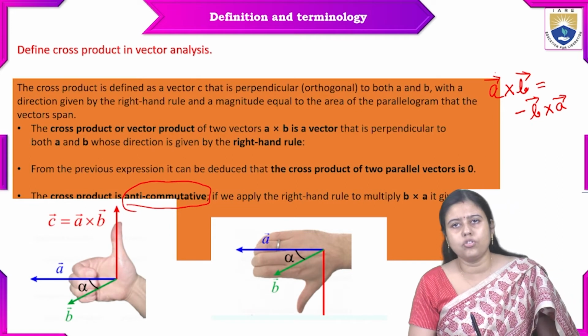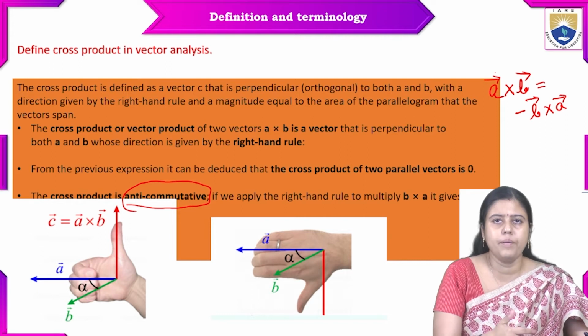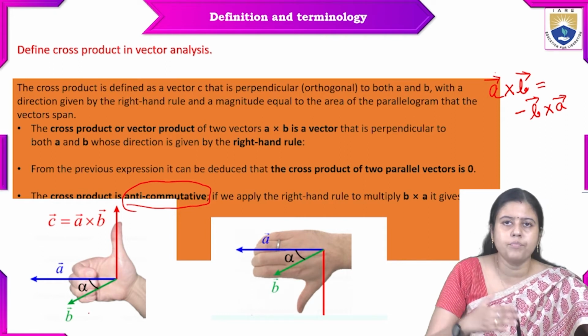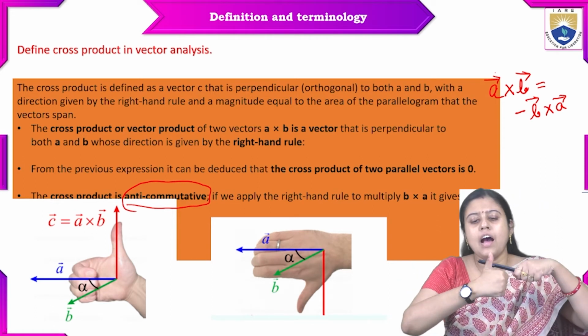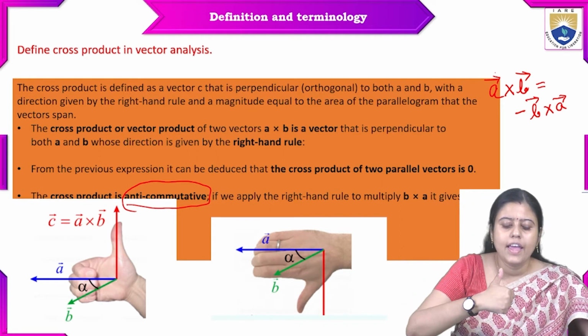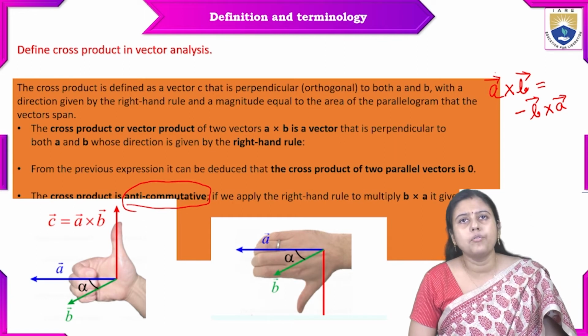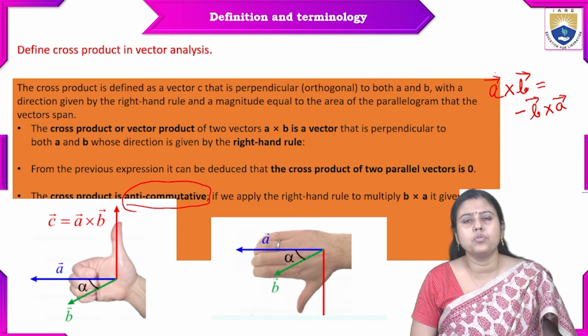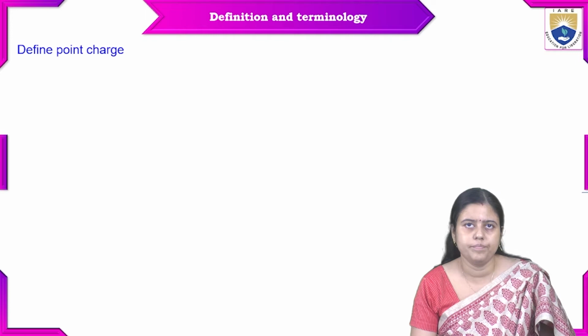So you can see there are two thumbs here. One is A, one is B. A cross B means from A to B, and the thumb is showing the upward direction. If we do B cross A, it means the opposite direction, so the thumb is showing the downward direction. So we can understand the cross product is a vector product, and the direction we can get from the right hand screw rule or right hand rule.